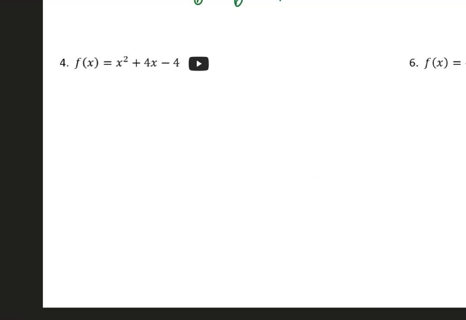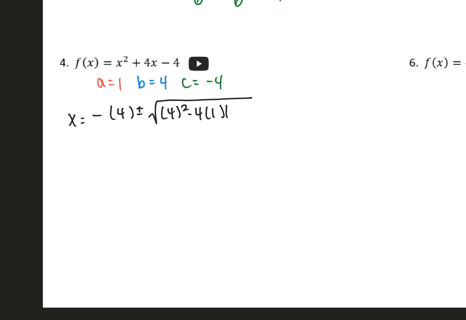All right, looking at number 4. A in this case is 1, B is equal to 4, and C is equal to negative 4. So now I'm just going to plug it in. Negative B plus or minus the square root of B squared minus 4 times A times C, all over 2 times A. All right, now we're going to simplify it in parts.